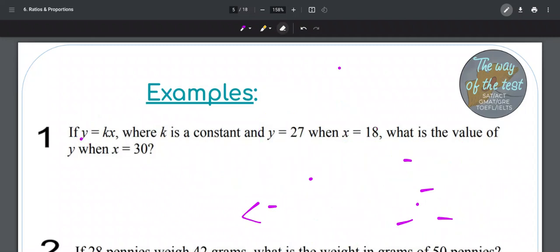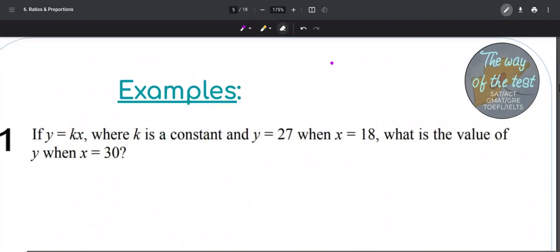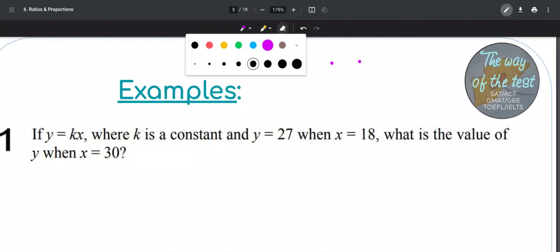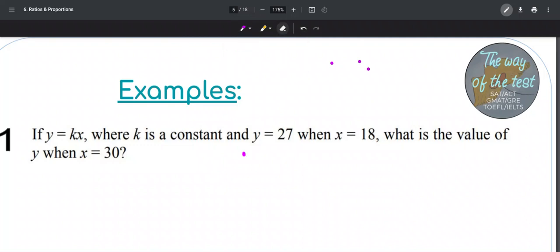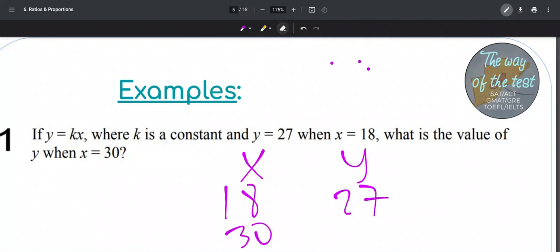Well, the k over here just means that there's a proportion between x and y. So I'm going to kind of use the rule 3, but without really using the rule of 3. So I have the values of x and the values of y. So when x is 18, y is 27, right? So when x is 30, what is the value of y? I'm going to put y, right? So what I do is I can just do my rule of 3. Since I know this is directly proportional, I can just do 30 times 27 divided by 18, which will give me the answer.